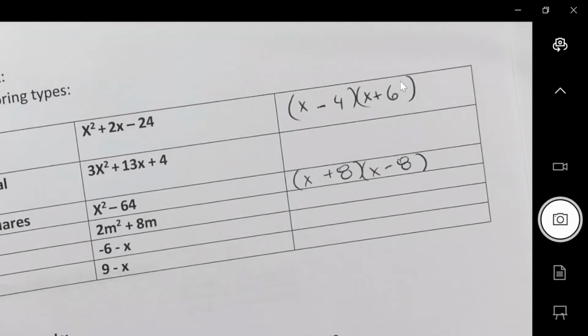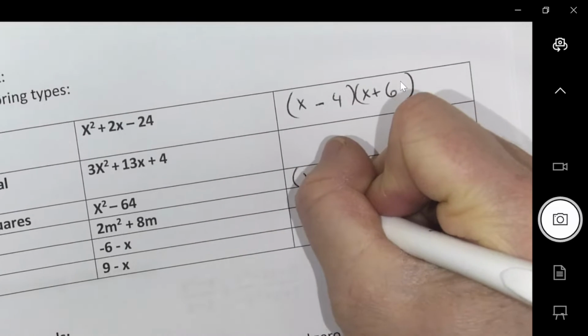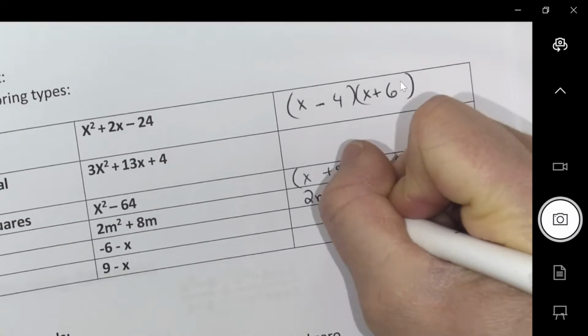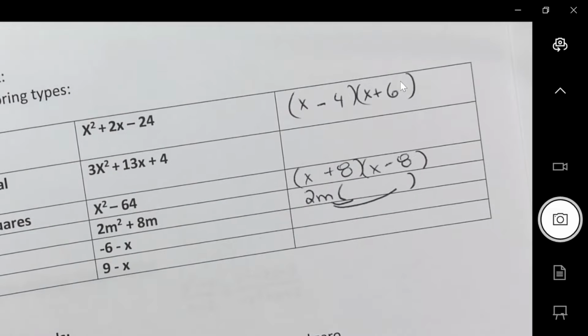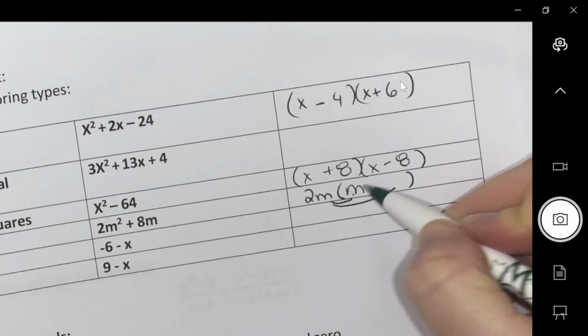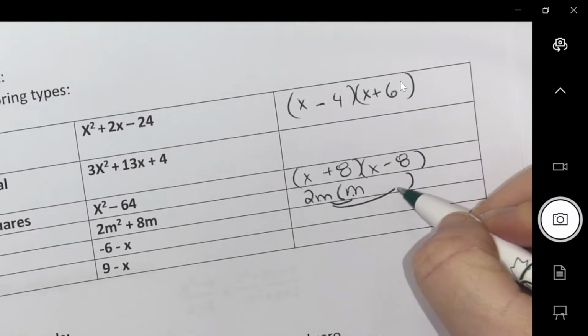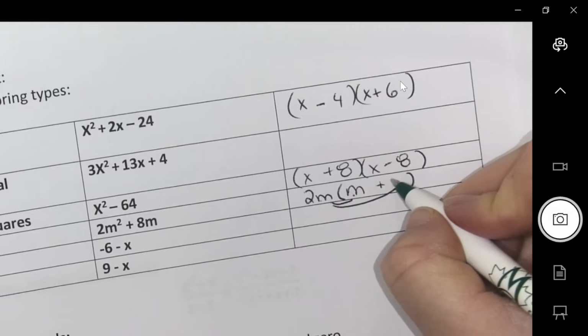GCF, so what could I divide out of this and this unit? 2m. 2m times what? m? 2m times what? Plus 4.